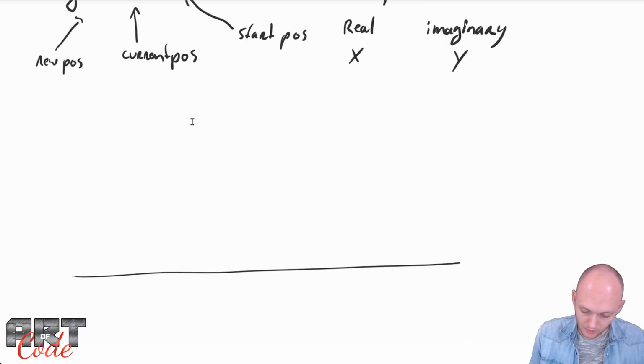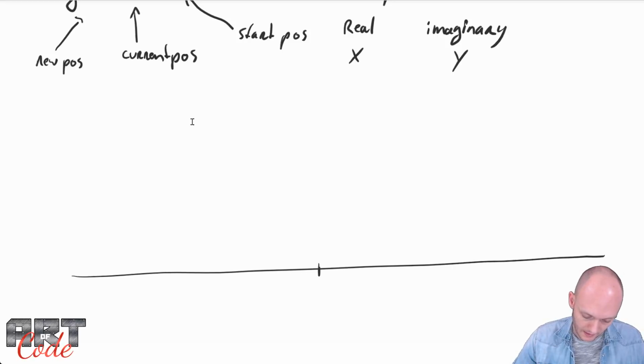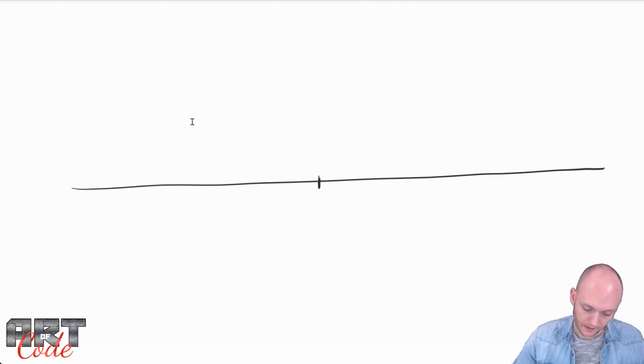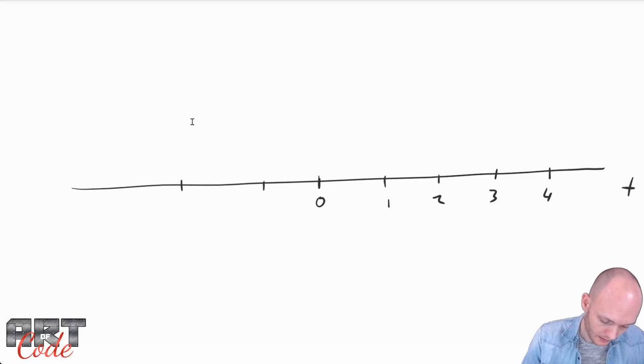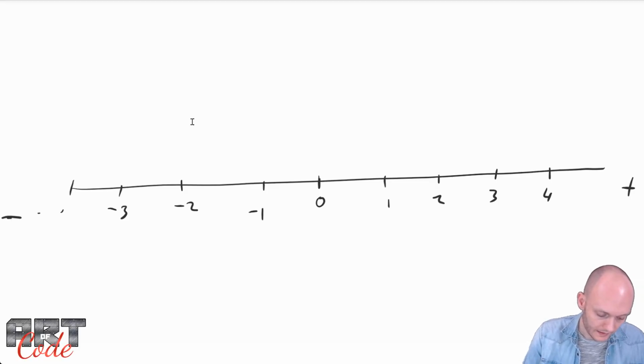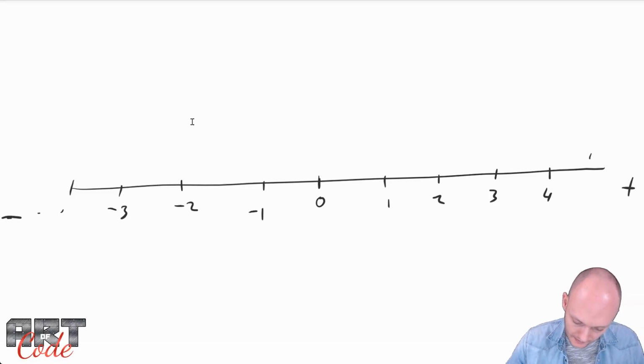So let's just look at the number line. This would be the x-axis, and it has 0 in the middle, and then we go 1, 2, 3, 4, whatever. This is the positive x direction, and we also have the negative x direction, right? -1, -2, -3, and so on and so forth. This is negative. And this axis, we'll call the real axis.